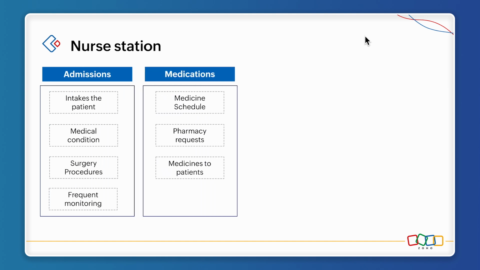And then the medication. If they are coming in for any surgical procedure or any treatment, the medicine has to be given to the patient on a scheduled basis. That will be taken care of by the nurse station. And the pharmacy request: the pharmacy people will receive the request from the nurse station, and once they receive it, they will deliver the medications to the nurse station, and then the nurse station will be able to provide the medicines to the patient.